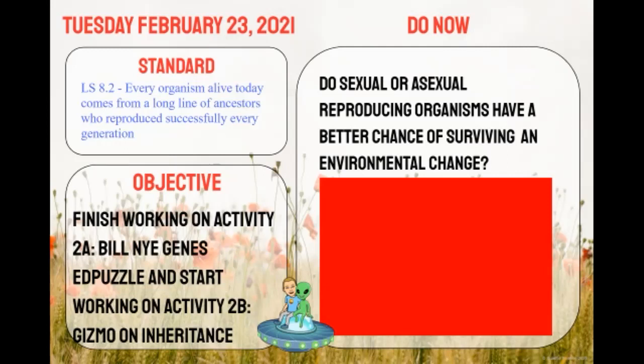The do now says, do sexual or asexual reproducing organisms have a better chance of surviving an environmental change? Pause your video and answer the question. The answer is sexual reproducing organisms have a better chance of survival because they get genetic information from both parents. So if one of the parents has a trait that is better for surviving that environment, then they have a better chance of surviving. And then that organism will reproduce and that change happens faster.